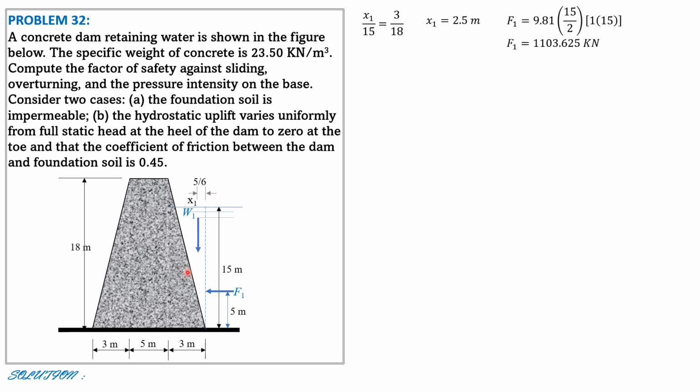Then we have weight 2. This distance is 1/3 of 3, so 1 meter, as shown. Then we have weight 3, concrete masonry. This distance is 1/2 of 5, so 2.5 meters. Then weight 4, which is concrete masonry, and this distance is 1/3 of 3, so 1 meter.